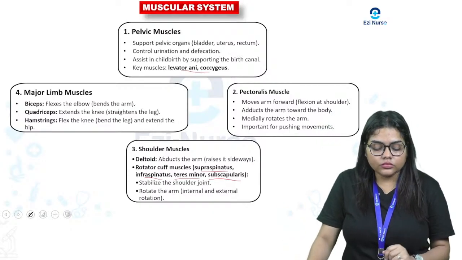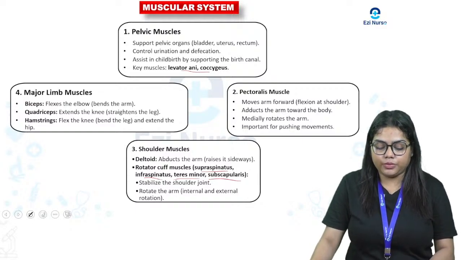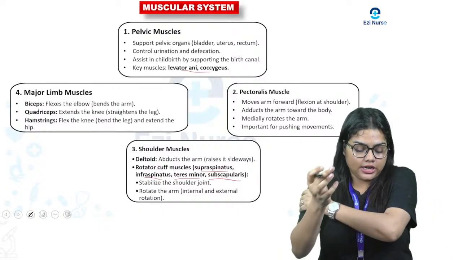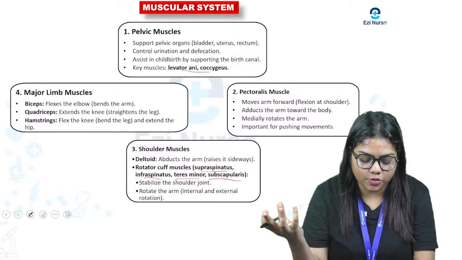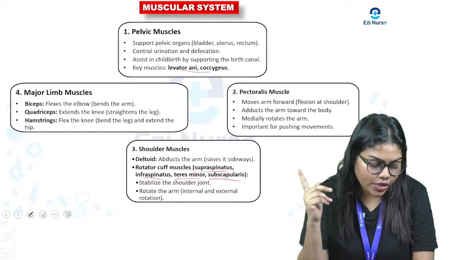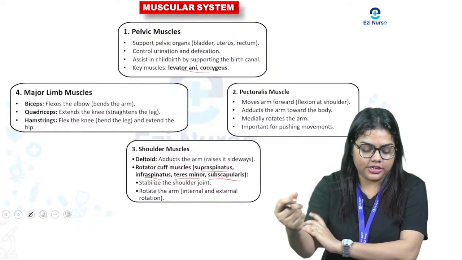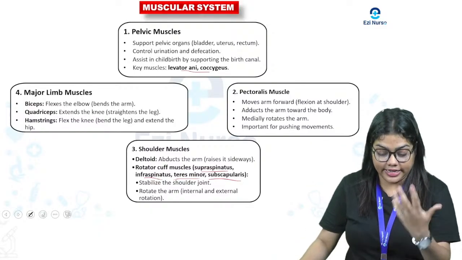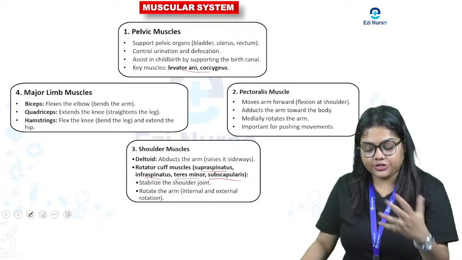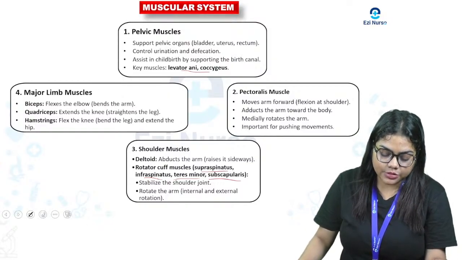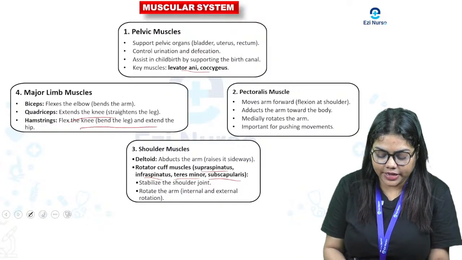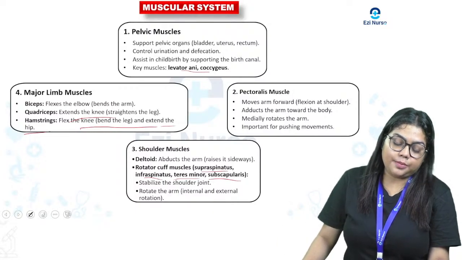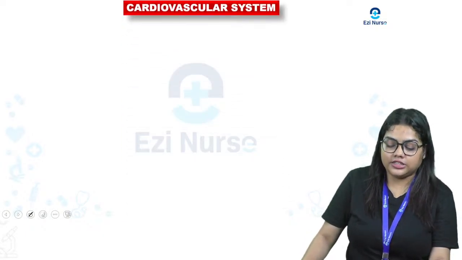Lastly, we have the major limb muscles, which are biceps, quadriceps and hamstrings. The biceps flex the elbow to bend the arm. Then quadriceps, which are present in the leg, will extend the knee and straighten the leg. And lastly, hamstring, which will flex the knee, bend the leg and extend the hip. So these are the main muscles of the musculoskeletal system.